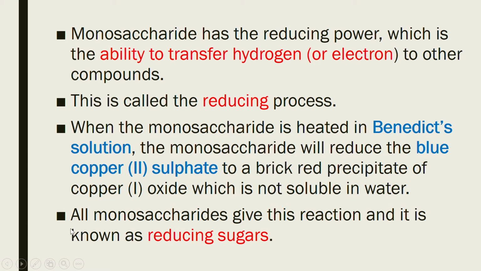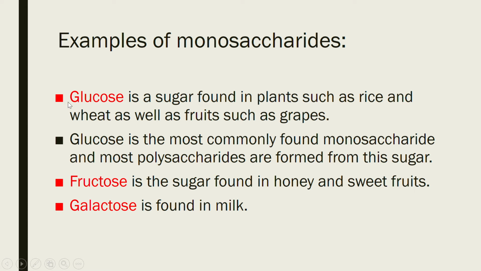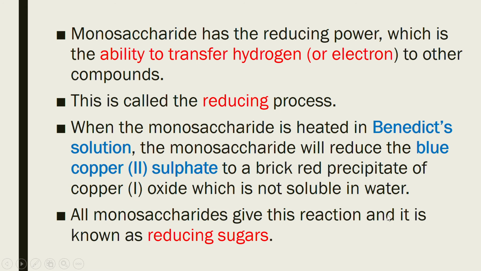Okay, so all monosaccharides, remember, all monosaccharides, which means glucose, fructose, galactose, give this reaction. They are the reducing sugars. In here, you can see that the electrons from copper Cu2+ becomes Cu+. So that means one electron has been transferred.